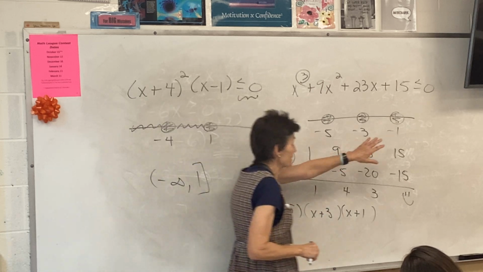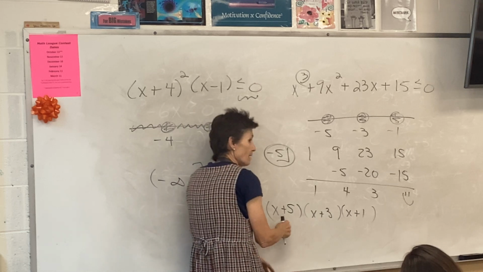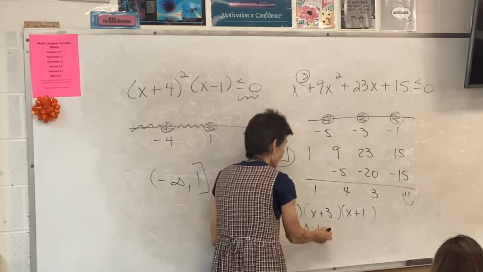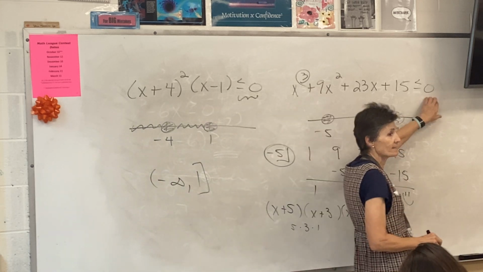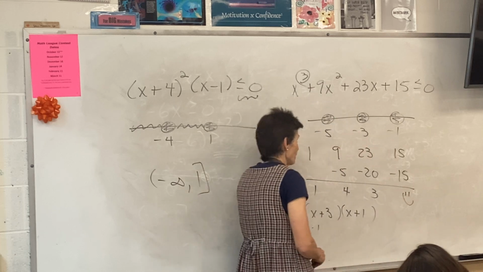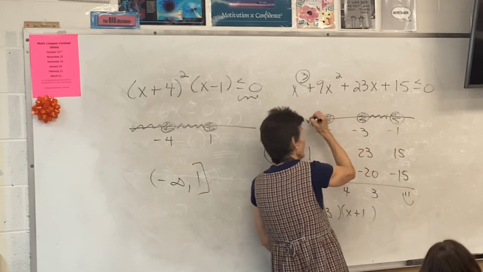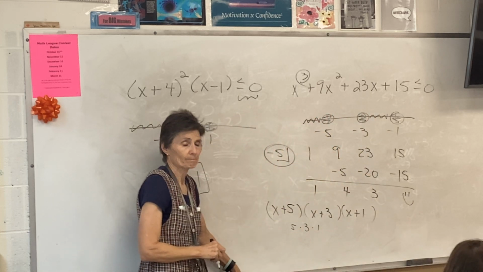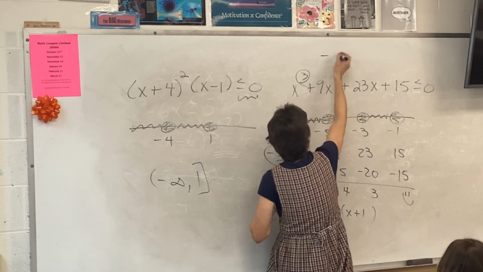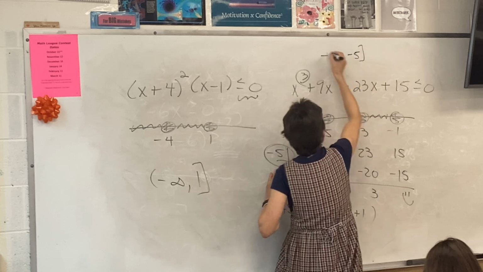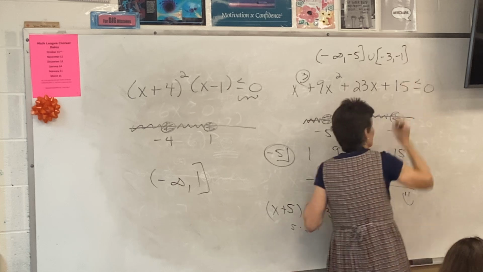All right, 0 is out here. I'm gonna do 0. 0 gives me 5 times 3 times 1. Is 5 times 3 times 1 less than 0? Nope. So I'm not shading that there. I will shade here and here. So my answer: -infinity to -5, or -3 to -1.